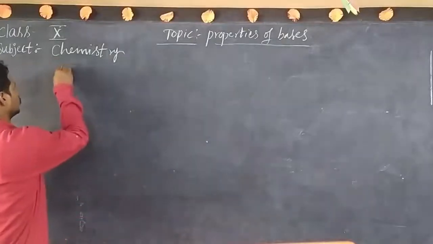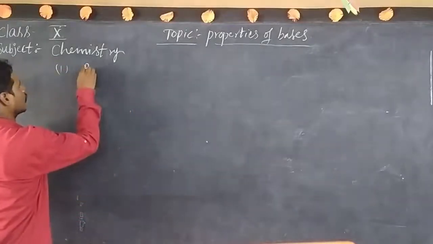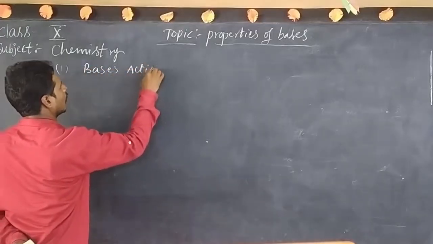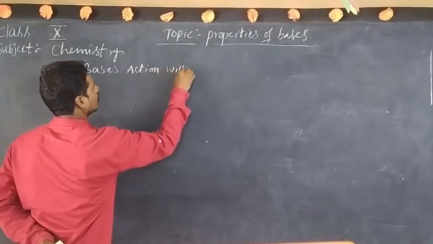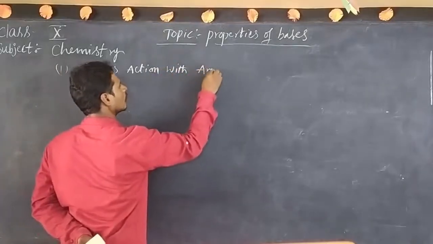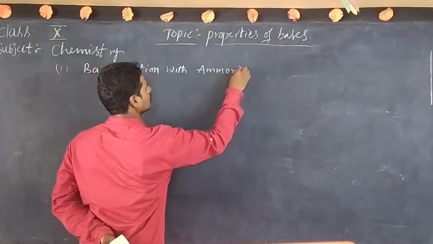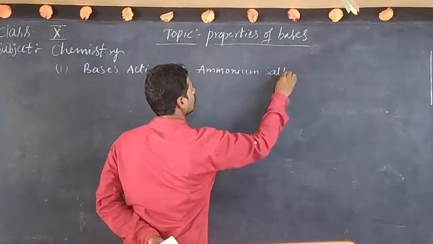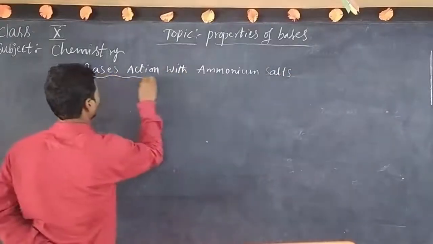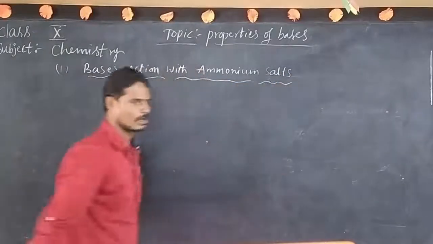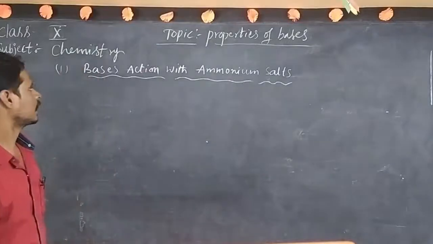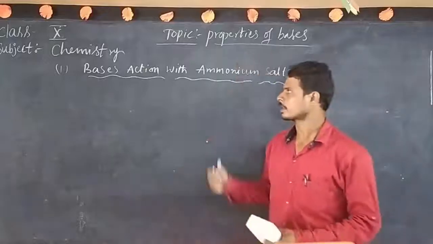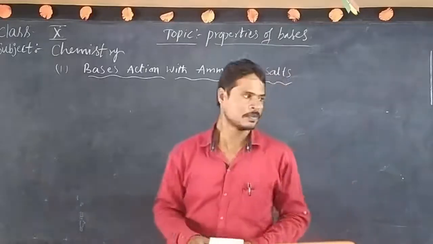The first one is the action of bases with ammonium salts. Our property is bases' action with ammonium salts. What happens? Bases react with the ammonium salts.